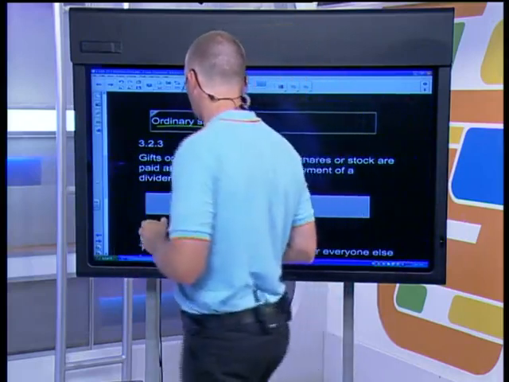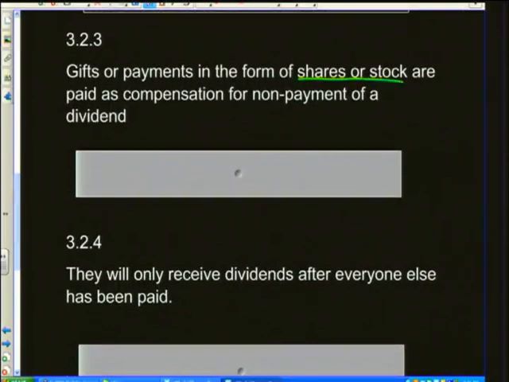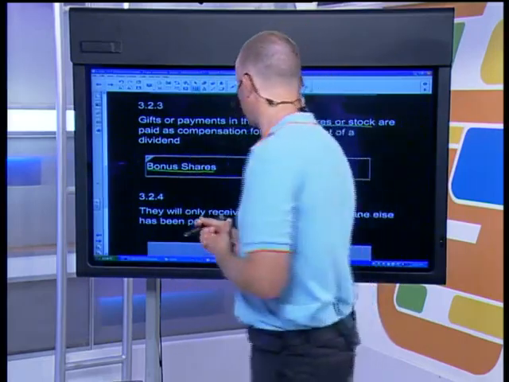Okay. Our next question is, gifts or payments in the form of shares or stock are paid as company's compensation for non-payment of a dividend, right? And that is bonus shares. Okay, so some companies might be going through a bit of a tough time financially, so they'll say, right, instead of paying out a dividend this year, we're going to be paying out shares to people, all right? So if you look at a lot of the top big companies, that's what they do, right? They go out and they give their shareholders bonus shares and all that to make up for them not getting those dividends, right?